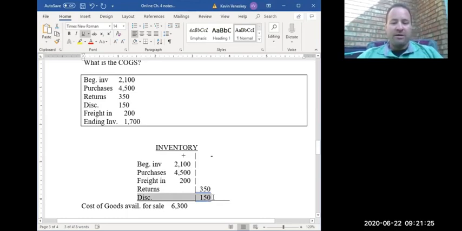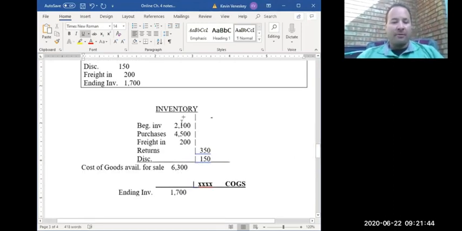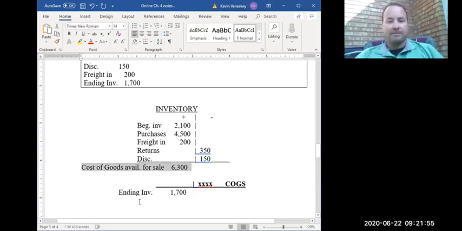So I just take $150 off here. I don't call it a purchase discount. I just simply credit my inventory. So all of these, I would just be debiting inventory, debiting inventory, debiting inventory, crediting inventory for these last two. So when I add up everything here and subtract out these items, this is part of my equation, what I actually have ready to sell, the cost of it.